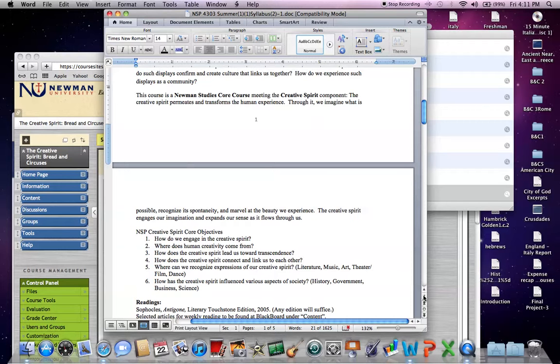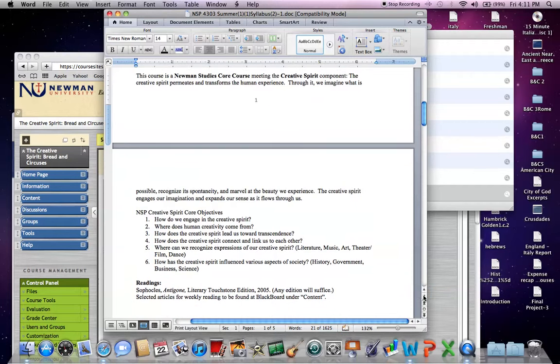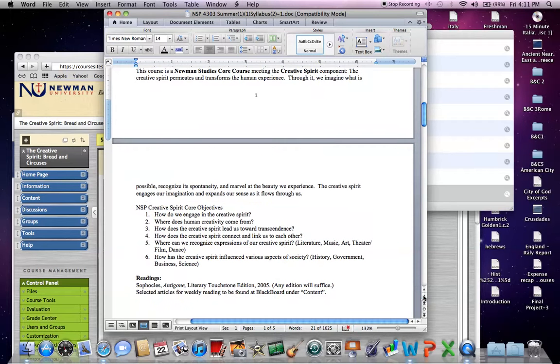The objectives for our course as a core course are the following, and we are going to deal with these pretty regularly throughout this course. So keep these in mind as you're doing your readings. Keep these in mind as you look at some of our assignments. So how do we engage in the creative spirit? How do we take part in that? Where does human creativity come from? That's a question for you. How does the creative spirit lead us towards transcendence? Transcendence, the ability to overcome, the ability to rise up in some fashion.